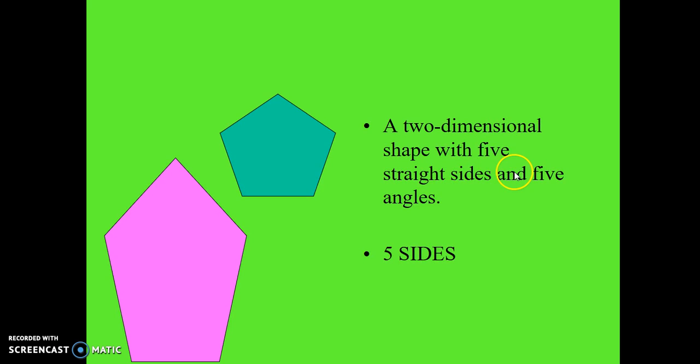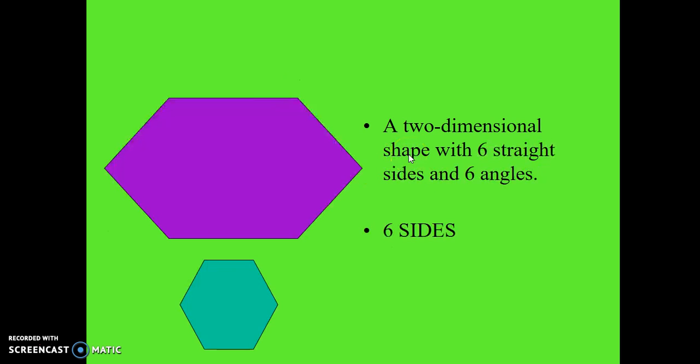Here's a 2-dimensional shape with 5 sides and 5 angles. What is the name of this polygon? It's a pentagon. A 5-sided shape with 5 angles is the pentagon. I like to remember this one by saying, hey, it kind of looks like home plate in baseball. Plate, pentagon, both begin with P, and that's how I remember pentagon.